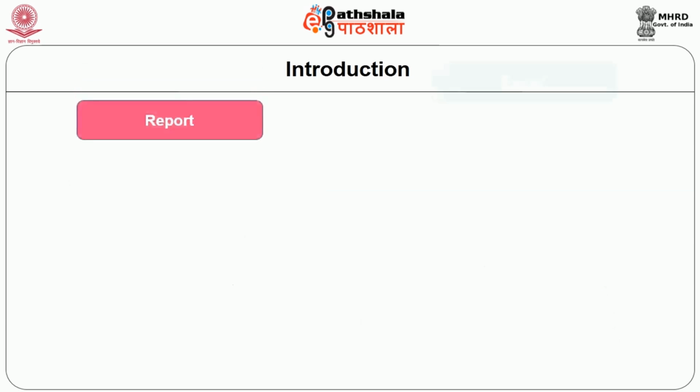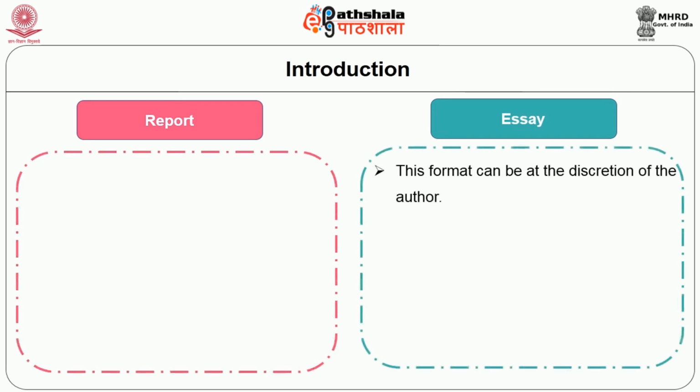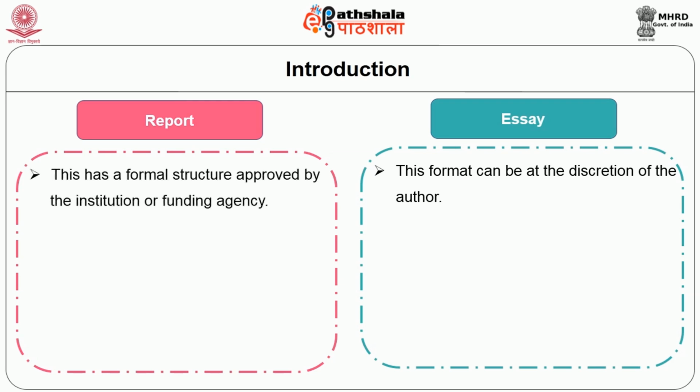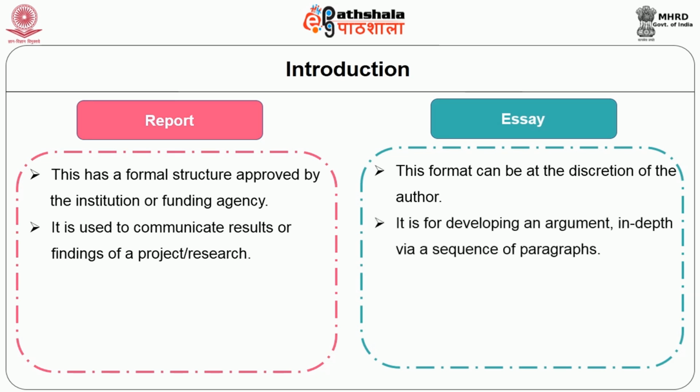For example, the main differences between a report and an essay or academic research narrative are that the essay format can be at the discretion of the author, but the report has a formal structure approved by the institution or funding agency to which the author belongs. Again, a report is used to communicate results or findings of a project or research, while an essay is for developing an argument in depth via a sequence of paragraphs.